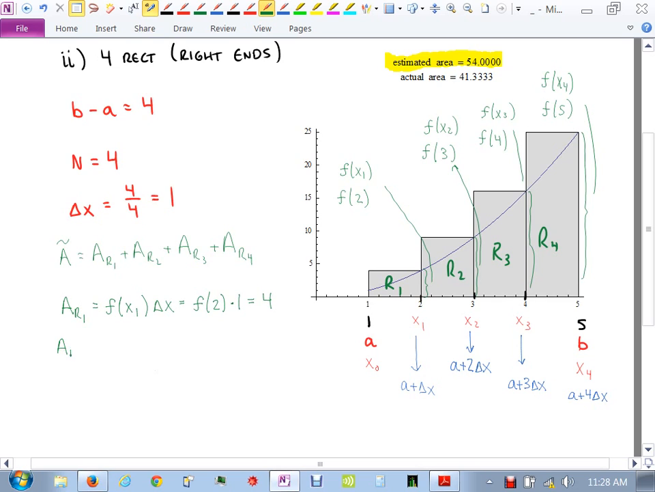What's the area of rectangle 2? F of x2, times delta x. x2 is 3 here, right? Times delta x, which was 1, so 3 squared is 9.